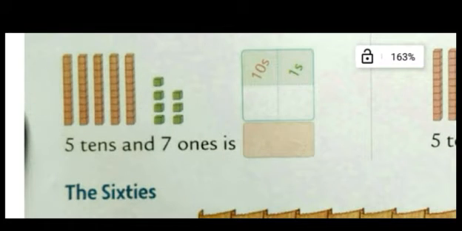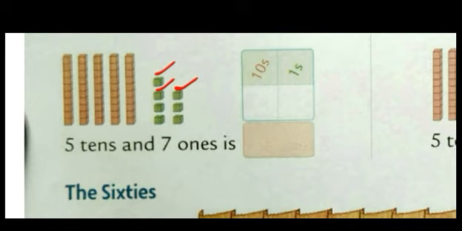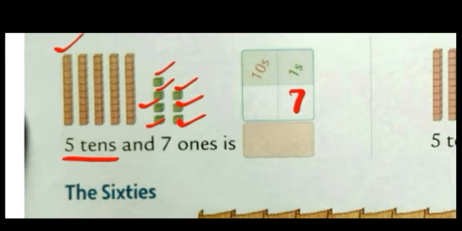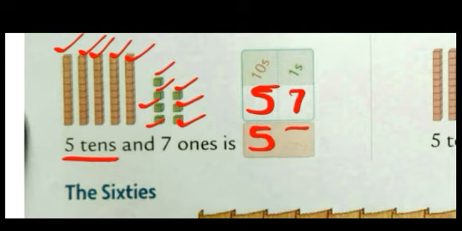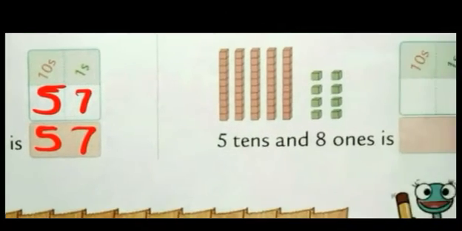Okay, first we will write from the ones. How many are there in the ones? Let's count. 1, 2, 3, 4, 5, 6, 7. So we will write 7 under the ones column. And how many are there in the tens? 5 tens. Okay, 1, 2, 3, 4, 5. So you can write 5 under the tens column. And how do we read it together? 57. Let's see the next one.